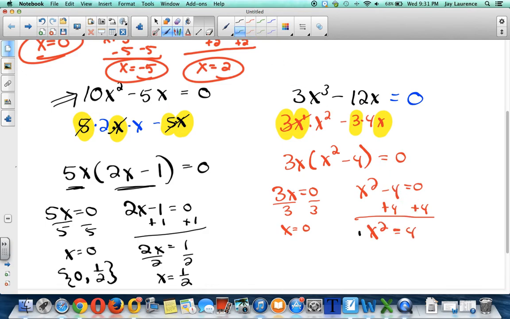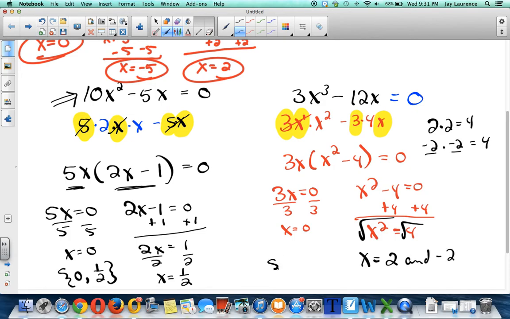Now you got to be careful here, because a lot of you are going to argue with me and tell me the answer is 2. And I don't totally agree with you. You think the answer is 2 because 2 times 2 equals 4. But I know another number I can multiply by itself and still get 4. That would be negative 2 times negative 2, wouldn't it? So you see, the answers are 2 and negative 2.